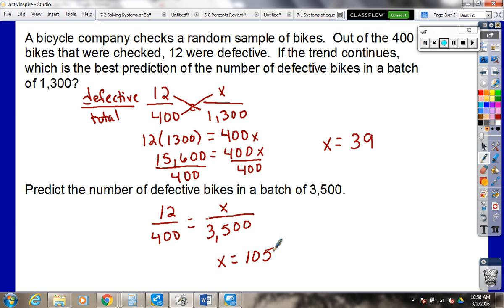Question? I did a different one, but I still got the same answer. Okay. I did 39 over 1,300, and then I did x over 3,500. Oh, okay, so you used the other proportion, that works out fine to do that too. Okay, any questions about this? Okay.